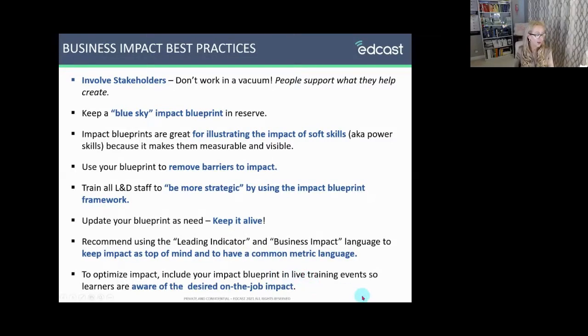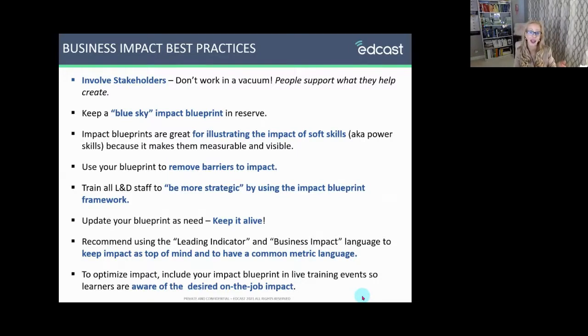And to optimize impact, include your impact blueprint in training events. So imagine if we had the sales training event and we put our impact blueprint up there and we said, hi guys, welcome to the training program, everyone. Here's what the company has invested in this program for you, and here's what we expect you to accomplish back on the job. So I would show them the blueprint that you've built so the learners are really clear on what they need to do back on the job.